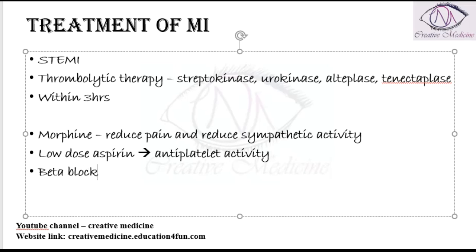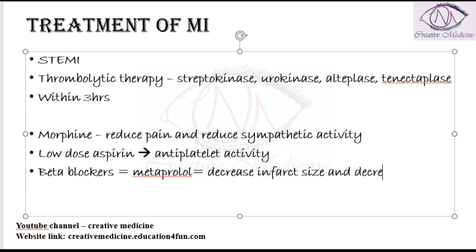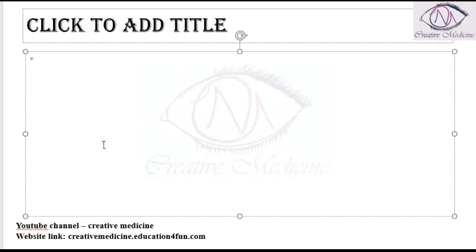Then beta blockers, actually metoprolol. These beta blockers will mainly decrease the infarct size, and they will also decrease the arrhythmias, and thus they can be used in MI.